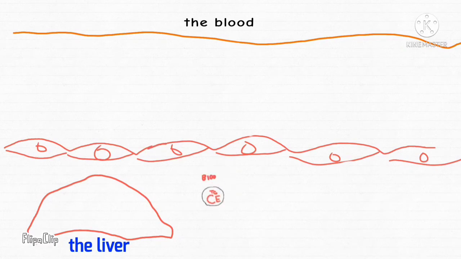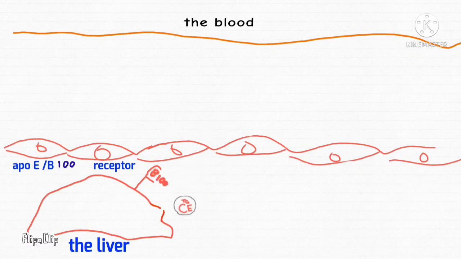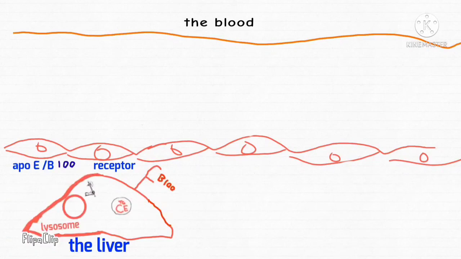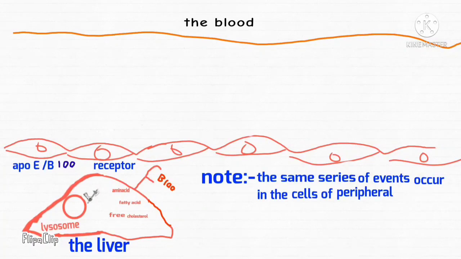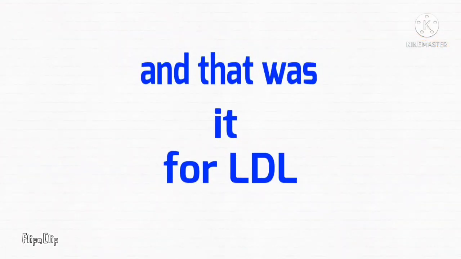Now it acts as a ligand for a receptor called the ApoB100 receptor, which opens the gates for the uptake of LDL and destruction by the lysosome, releasing a large amount of cholesterol and free fatty acid and amino acids. And as I said, the same series of events occurs in the peripheral tissues, muscle and adipose tissues. And that was it for LDL.